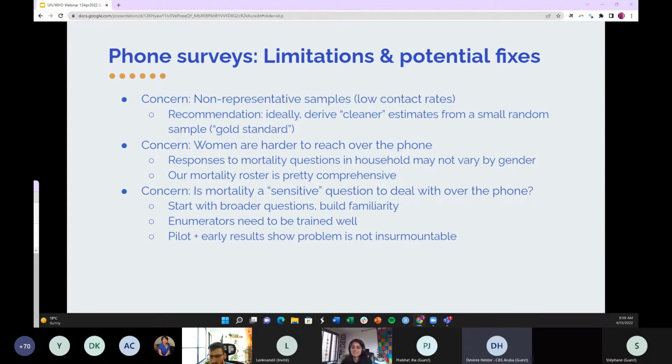Of course, there are still concerns with this that we're trying to iron out. How big should this gold standard sample be? Should this be done in person, or can we just do a more intensive phone survey sample? Those are questions that we are currently thinking about.